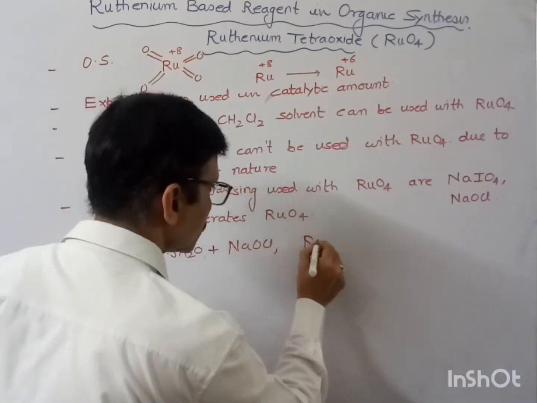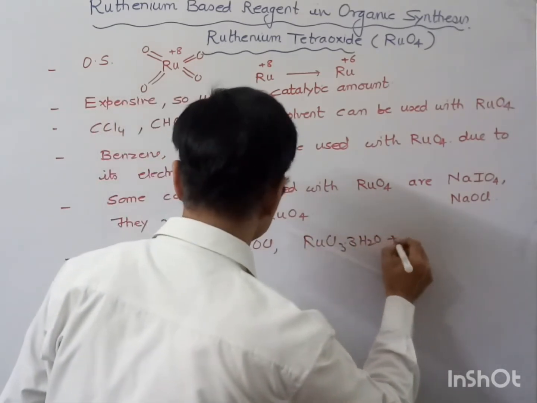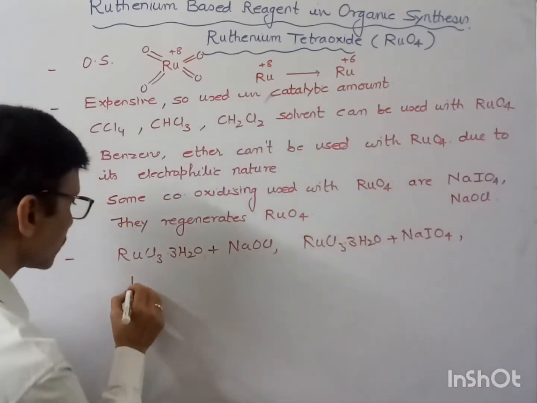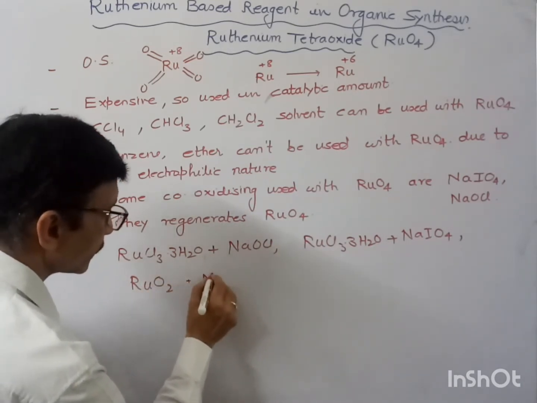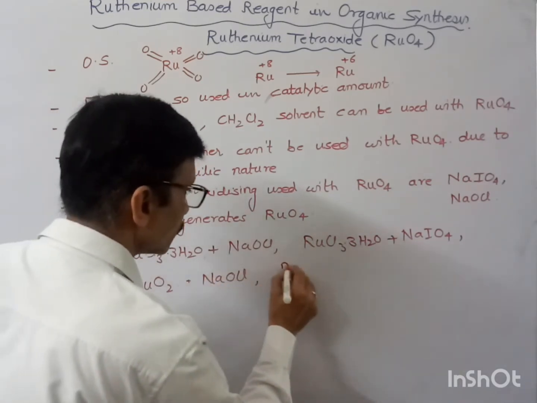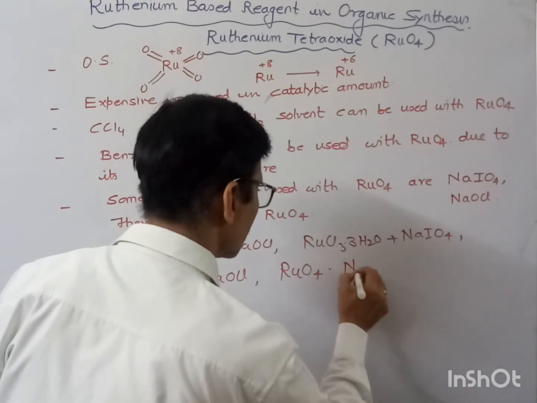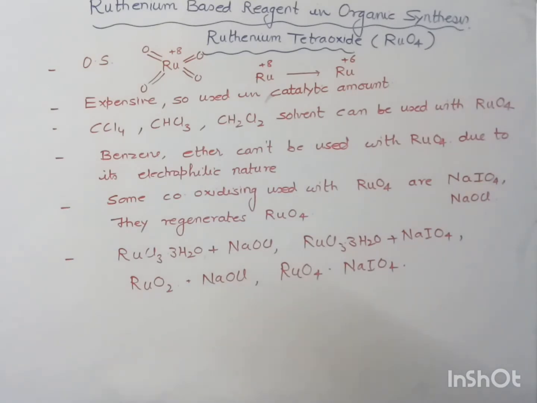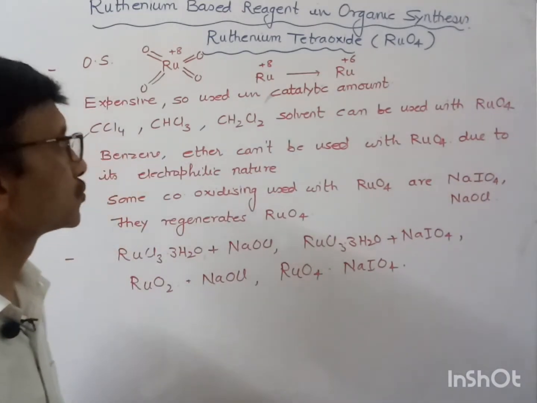or ruthenium trichloride trihydrate plus sodium metaperiodate, or ruthenium oxide with NaOCl, or ruthenium tetraoxide with sodium periodate. So these are the various combinations that we can use, with solvents such as carbon tetrachloride, or acetonitrile can be used as a solvent with it.